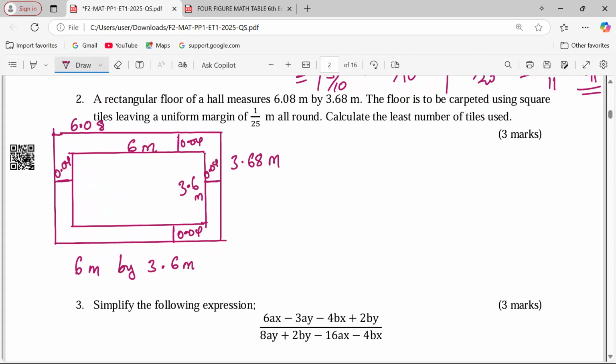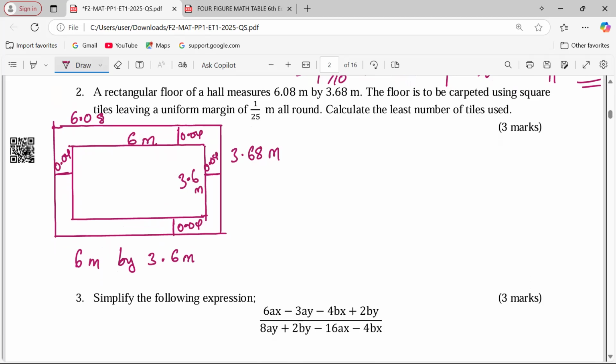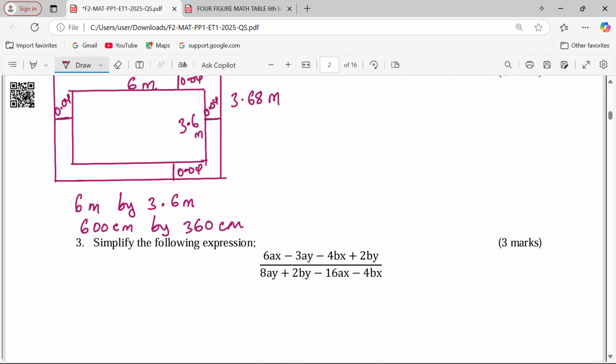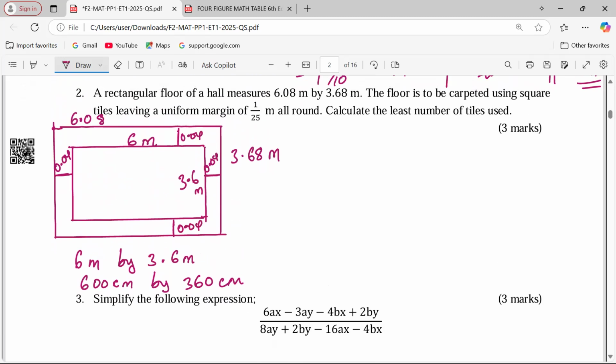It's again advisable for people to convert these units, maybe to centimeters, both of them, so that we do away with decimals. Like the room is now measuring 600 centimeters by 360 centimeters, you see? So now when we use centimeters, you will discover that the units of the rectangular floor are now in whole numbers. We have not changed the values, we've just converted to reasonable values, which can make our working easier.